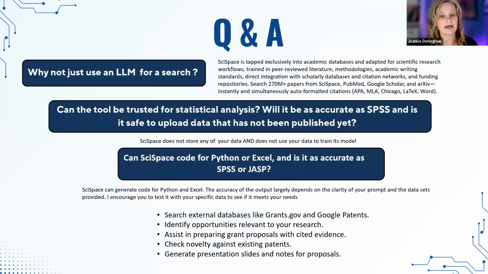Can it run code for Python or Excel? And is it as accurate as SPSS and JASP? So it can generate code for Python and Excel, and the accuracy of the output depends on the clarity of your prompt and the data sets provided. So the answer to that was he encourages you to test it with your specific data. I have done that. I've put old data in and tested it. And again, it does depend on your prompt. But one of the other things that's pretty remarkable that it does, it also searches external databases for Google patents.